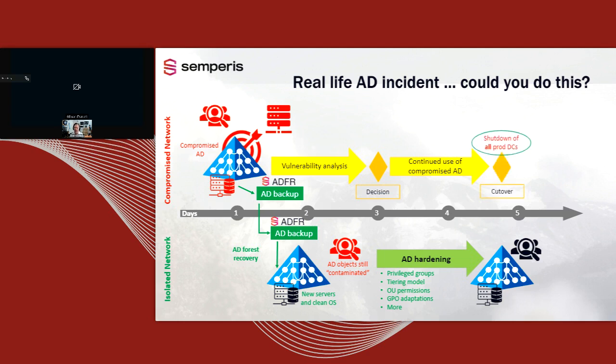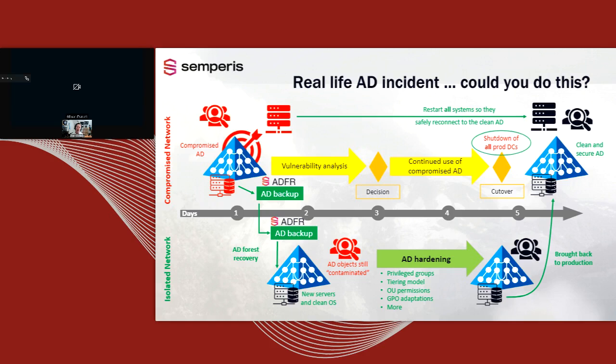Then, at that point, they shut down all of the production domain controllers. They opened the firewall of this isolated network, so they had the new Active Directory out there. And the step that had to be taken: it's brought back into production, but the clients in the environment didn't know about it yet. So what they had to do was restart all of the systems so that they could safely connect to the new Active Directory.